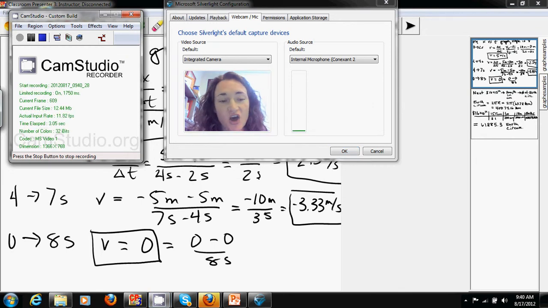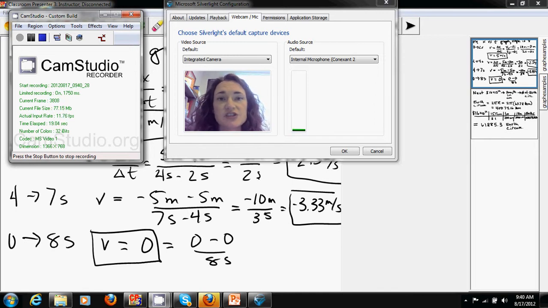Hi again. Okay, so today I wanted to talk about kinematics graphs and interpreting kinematics graphs, and also how to get numerical values from graphs, such as x versus t graphs, v versus t graphs, and a versus t graphs.